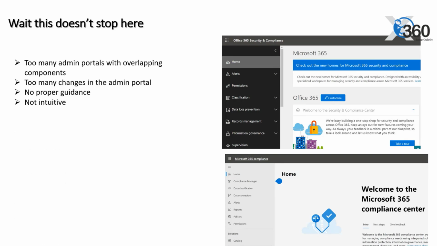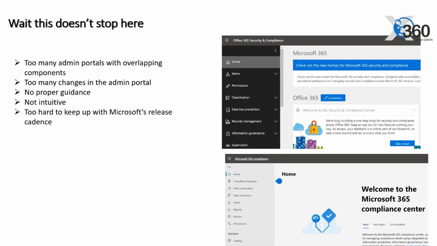Next is, it's not intuitive at all, right? You'll be just sitting in the admin center looking at all the controls, and you're just going to be wondering, well, how do I go about this, right? So it's not intuitive in nature, according to me.